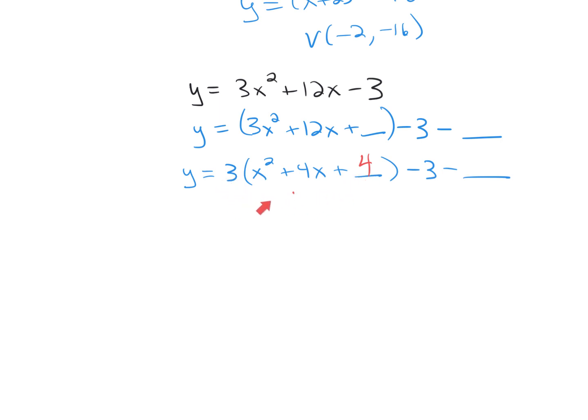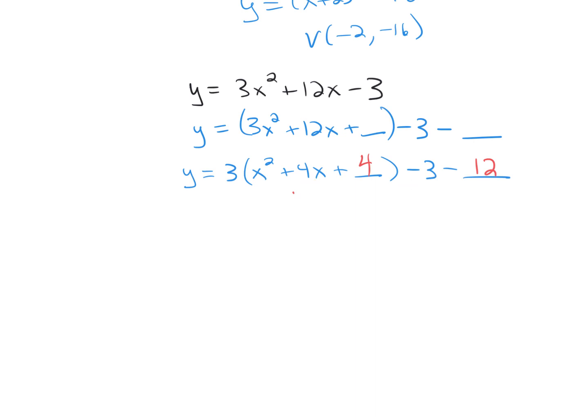So what I have introduced to this side of the equation is a 3 times 4. So in order to undo it, I'm going to have to subtract 12, because I need to make sure that what is being done and undone here leads me back to my original problem. So this represents 3 times 4, which is 12. And if I subtract 12, all that's left is my original problem, which is 3x squared plus 12x minus 3.